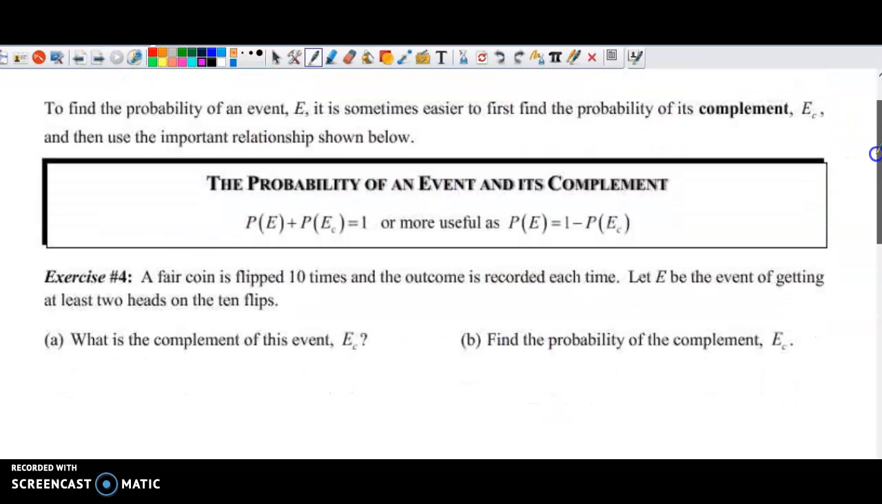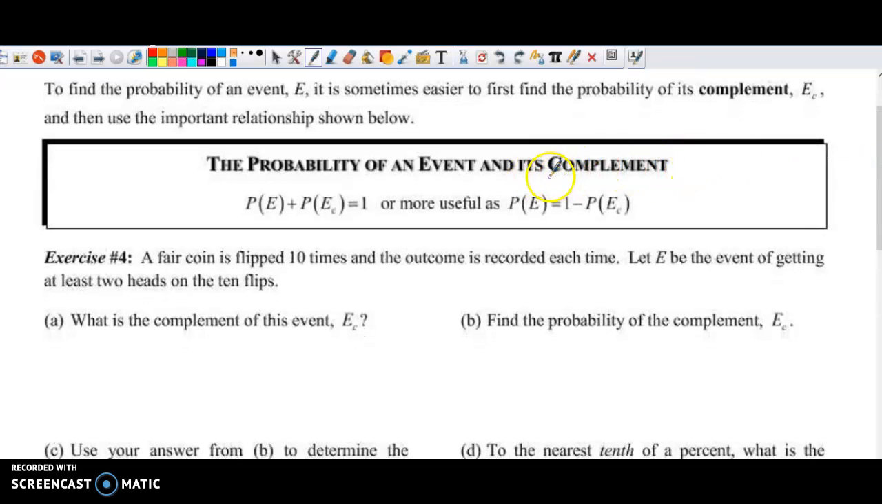Now, sometimes it's best to do the complement of an event. This is not a complement as if it's a geometry problem. A complement is that the probability of an event and its complement, so it's basically like not the event happening. We just have a fancy word for it. They need to add up to be 1. So why would we do that?